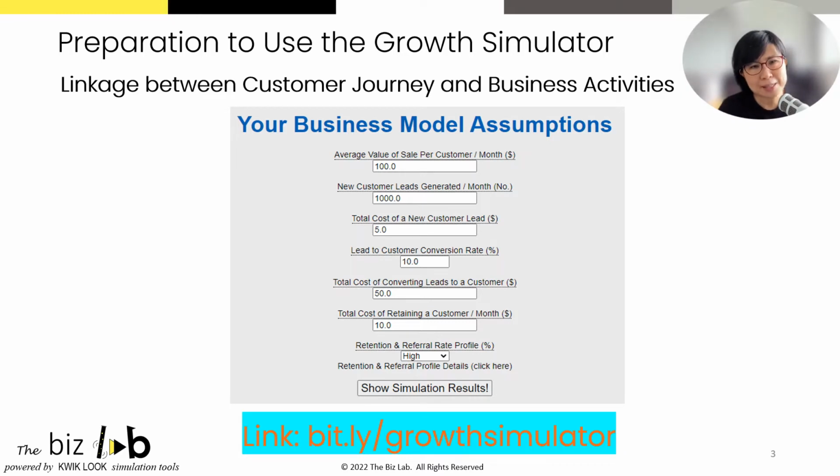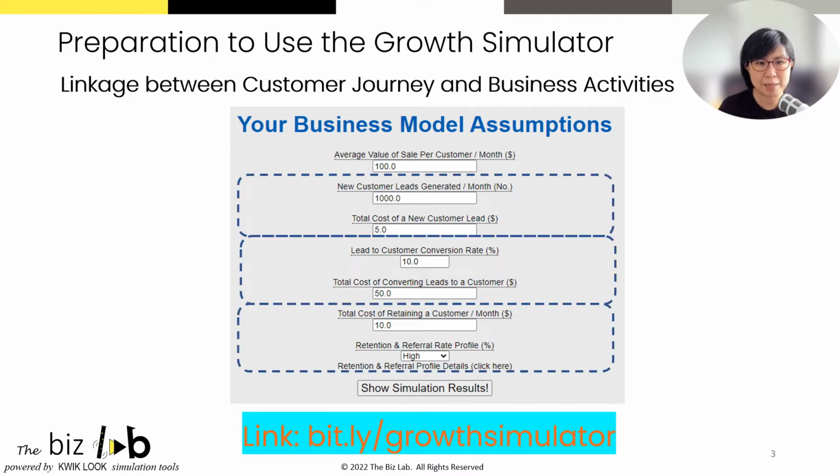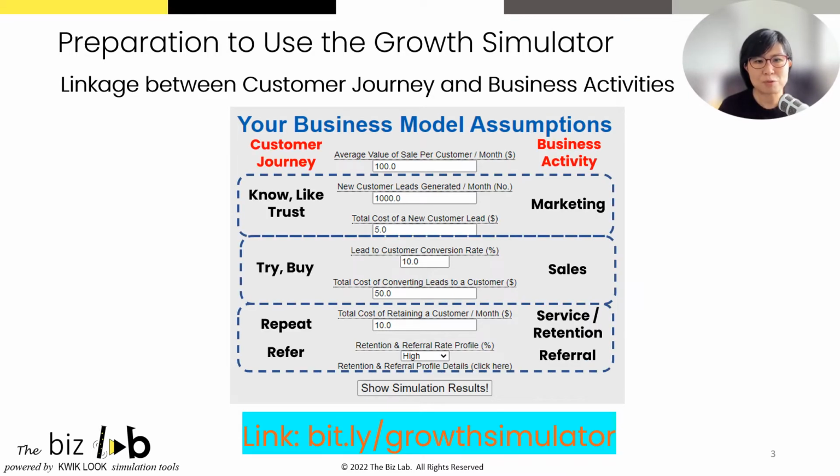A fundamental concept that we need to understand before using the tool is that the growth is driven by marketing, sales, service, retention, and referral activities. These activities have a direct linkage to the customer journey. So you can see that we have structured the input page of the Growth Simulator tool so that you can see the linkage between the customer journey and the corresponding business activities.